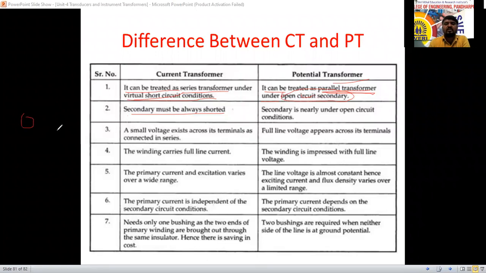Because this meter has very little resistance, negligibly small resistance. If the resistance is small, then it acts as a short circuit only. So the secondary must always be shorted here.